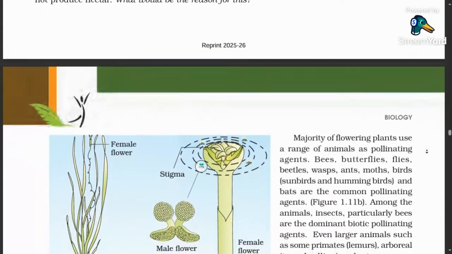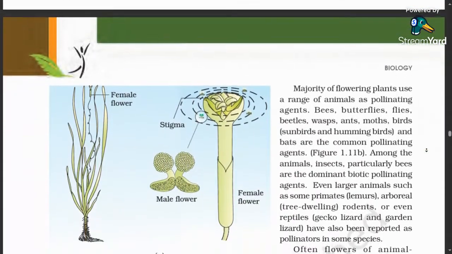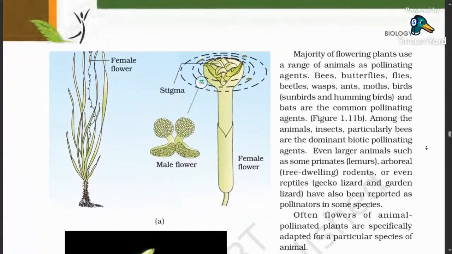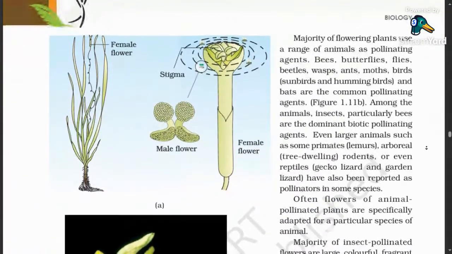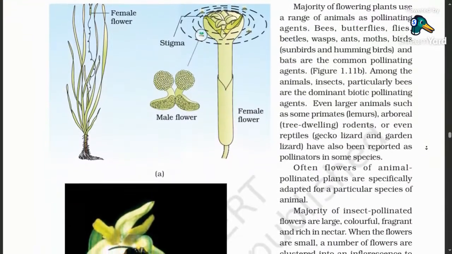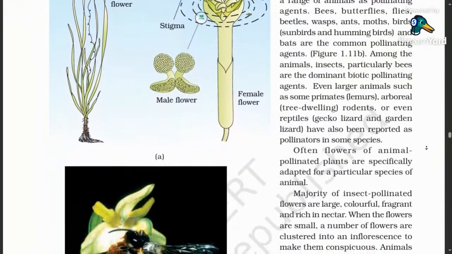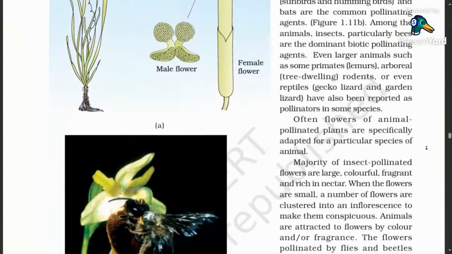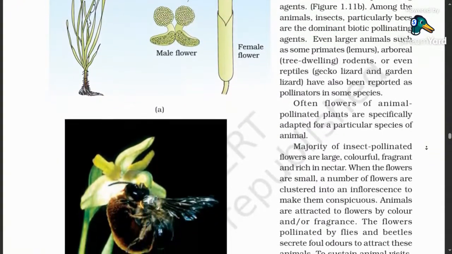Among the animals, insects, particularly bees, are the dominant biotic pollinating agents. Even larger animals, such as some primates like lemurs, arboreal tree-dwelling rodents, or even reptiles like gecko lizards and garden lizards, have also been reported as pollinators in some species. Often, flowers of animal-pollinated plants are specifically adapted for a particular species of animals.